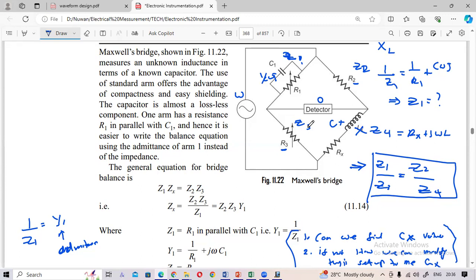Okay, so we will stop here. Keep my question in mind; next week I will ask. First check if we put the capacitance here instead of the inductor, whether we can measure Cx using this setup. If we can't measure, then try to modify this setup to measure Cx. That is what we will do.